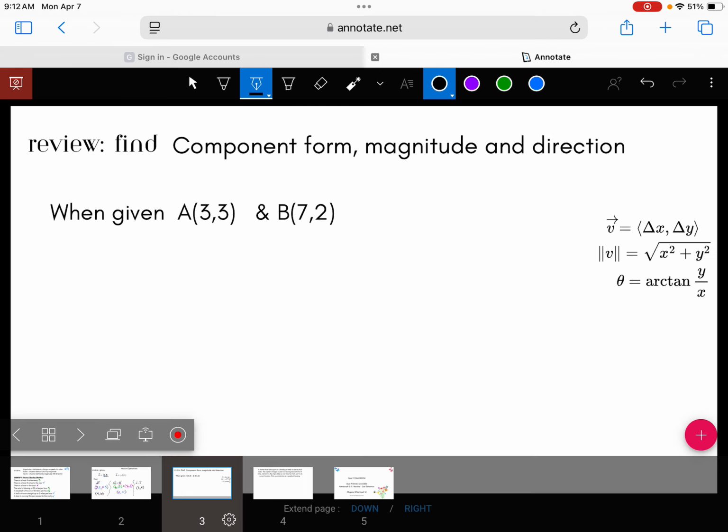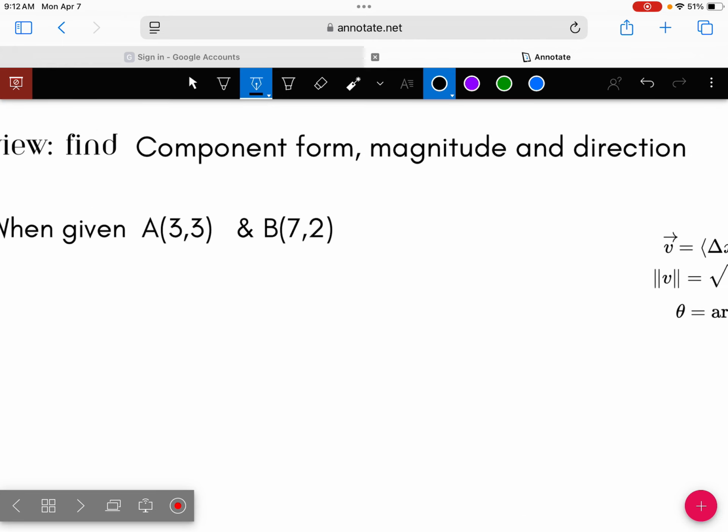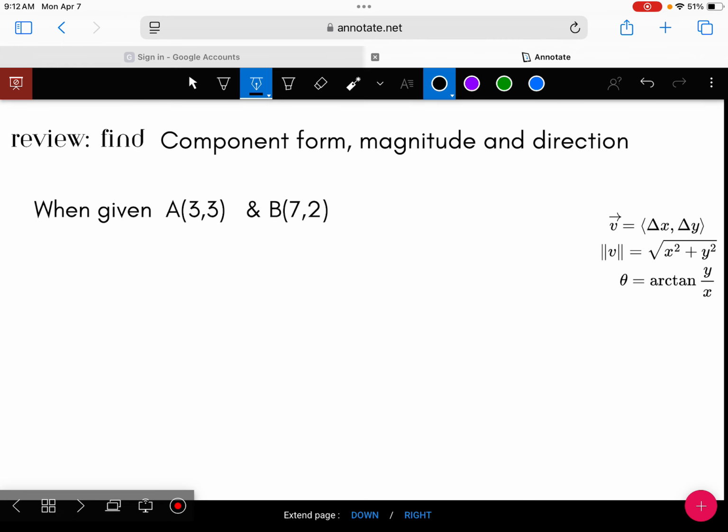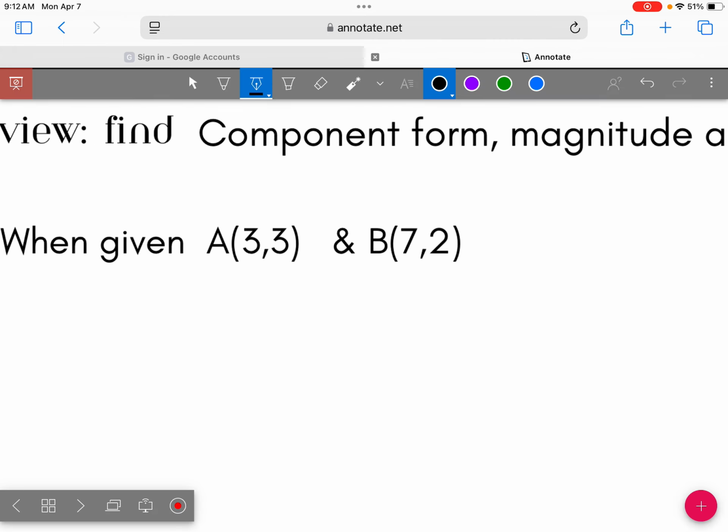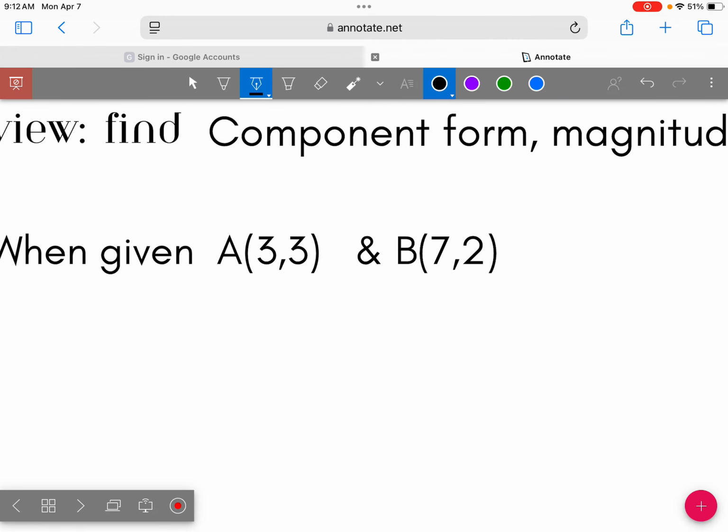So then let's remember all of our formulas, you guys. Finding our component form, finding our magnitude, finding our direction. I've written them up here, but again, I don't give them to you when it comes to the quizzes, so you have to know those. First thing we need is our component form. We're given our two points. We're going to go from A to B. So we need to find how the x's change and how the y's change.